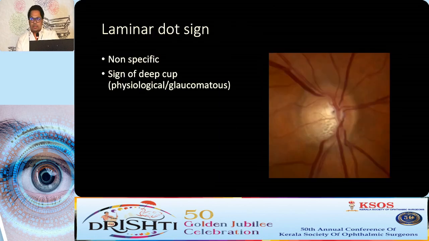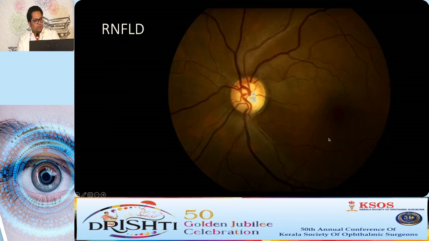Lamellar dot sign is again non-specific. It just means that the cup is deep. It can be a physiological or glaucomatous deep cup. So when you have loss of neuroretinal rim and in that particular zone there is a lamellar dot sign, then that becomes significant. Retinal nerve fiber layer defects are usually there and they are very obvious on disc photography.